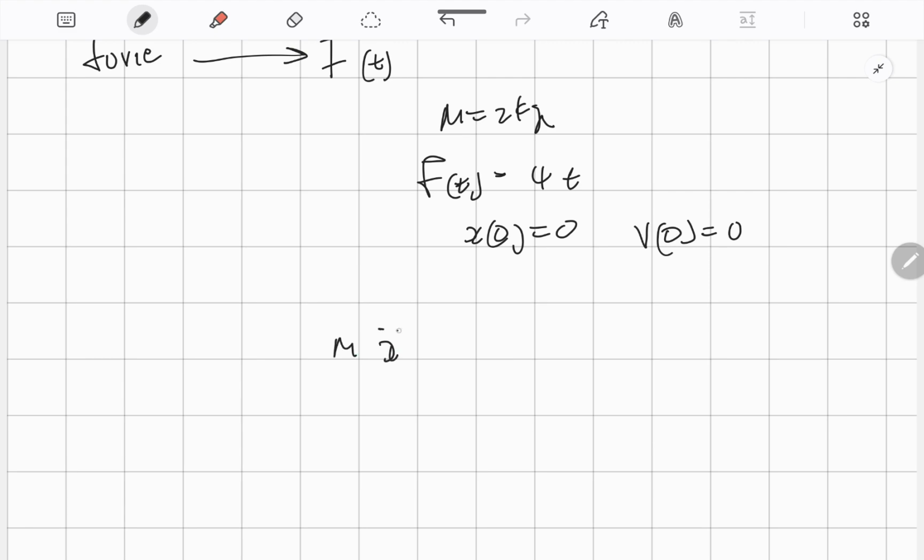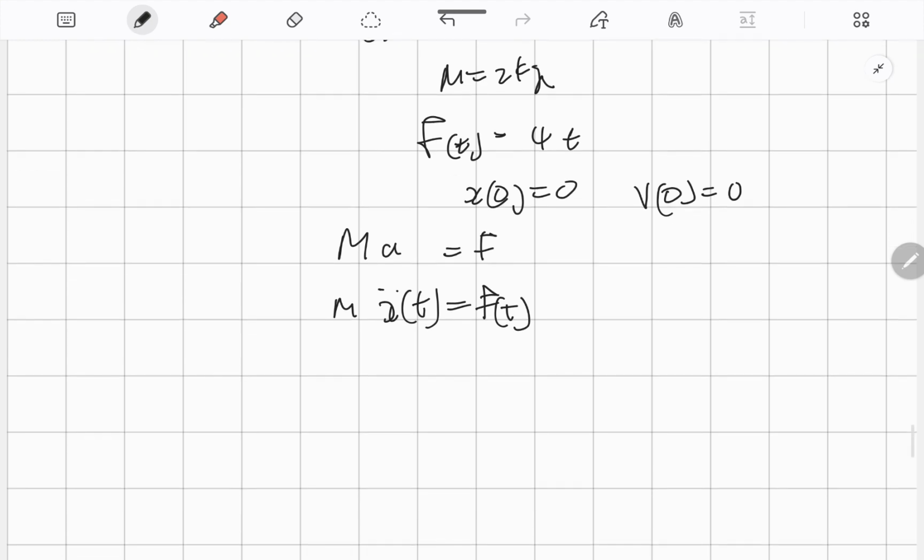Okay, m x double dot of t is equal to F of t. Remember, this is just Newton's second law, saying the sum of all forces equals mass times acceleration. This is the acceleration, this is a force, this is a mass, so it's actually the same thing. So we know the mass is 2, and the acceleration is changing as time changes because the force is also changing as time changes.